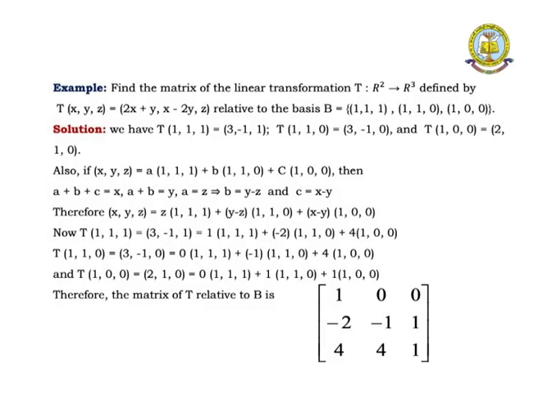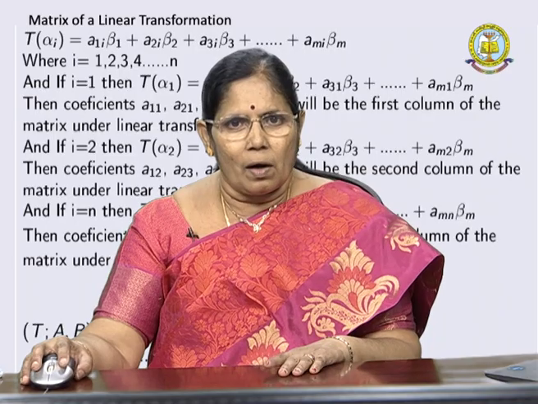He is asking you to find the matrix of this linear transformation relative to a basis. This is not the usual basis; he gave another basis: (1, 1, 1), (1, 1, 0) and (1, 0, 0). So your first task is to find T of (1, 1, 1), substituting for x, y, z: 2 into 1 plus 1, comma, 1 minus 2 into 1, comma, 1.